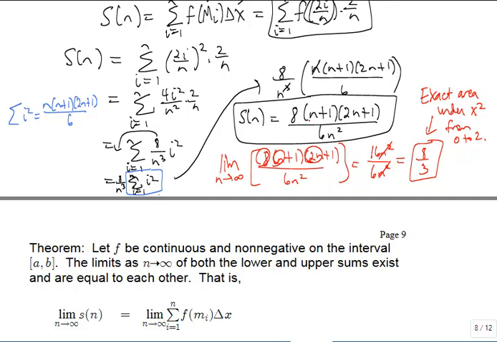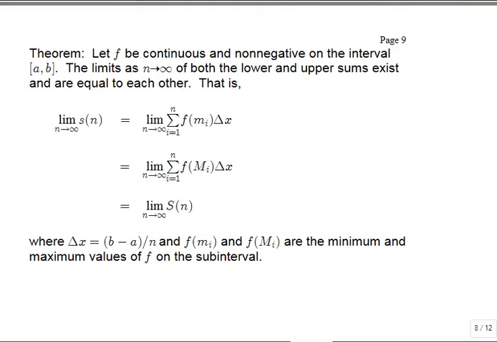So the upper and lower sums won't give me that exactly until I take the limit as n goes to infinity. And that's what this theorem says on the very next page. Okay? So, our theorem: let f be continuous and non-negative on the interval a to b. The limits as n goes to infinity of both the lower and upper sums exist and are equal to each other. That is, the limit as n goes to infinity of the lower sum, which are all these f of little m sub i's, equals the limit as n goes to infinity of the f of capital M sub i's, which turns into the limit of our upper sum.